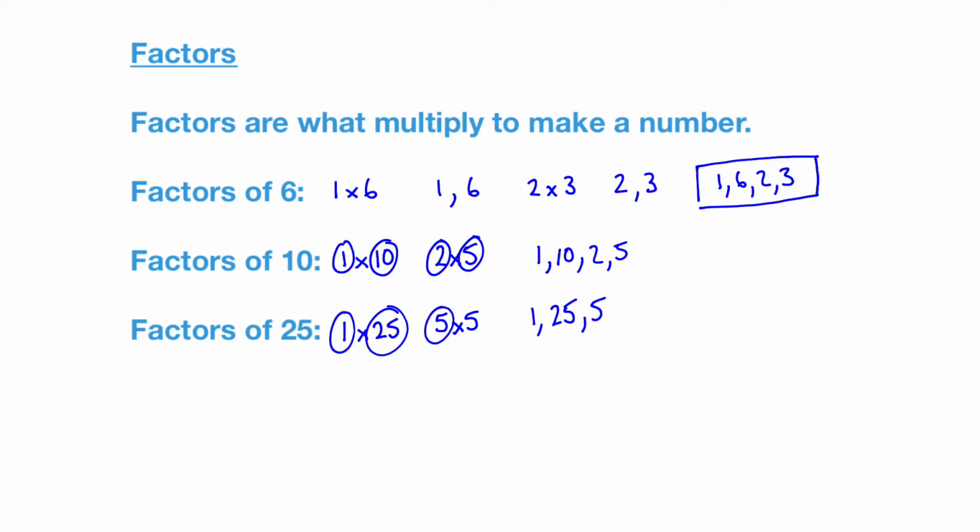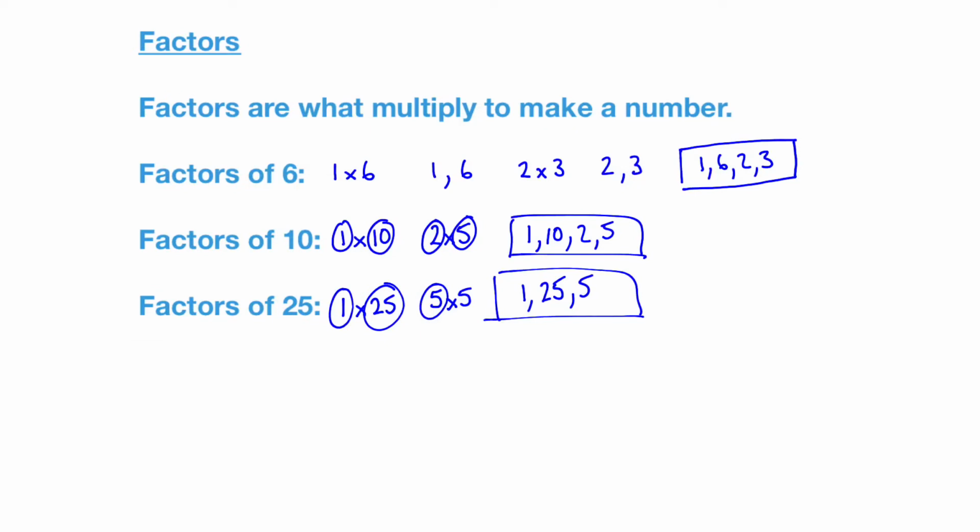Okay? So what we've been doing here is working our way through and thinking about what we know about times tables, and then we've listed the factors at the end. But we haven't done it in any kind of particular order. So what we're going to look at now is how to systematically list factors to make sure that we don't miss any. So, finding factors.